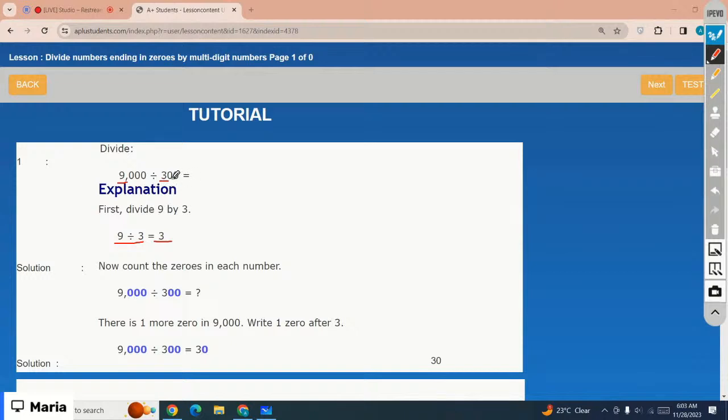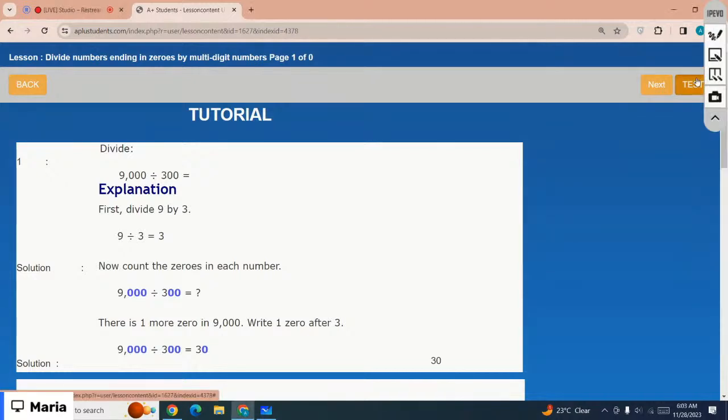So you can see here 300 has two zeros and 9,000 has three zeros, right? So 9,000 has one more zero than 300. So two zeros and two zeros cancel out each other. That means the answer must have only one zero, right? So the correct option is 30. Let's just start with the test questions.